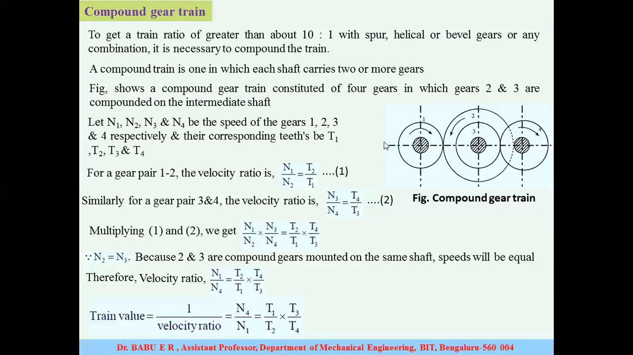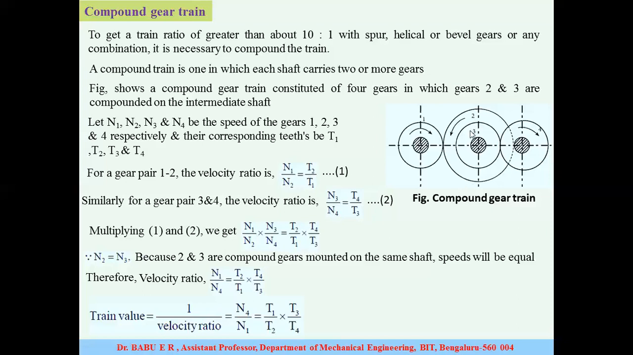Now, in order to obtain the velocity ratio for this complete combination, we multiply equations 1 and 2. Multiplying equations 1 and 2, we get N1 by N2 into N3 by N4, which equals T2 by T1 into T4 by T3.